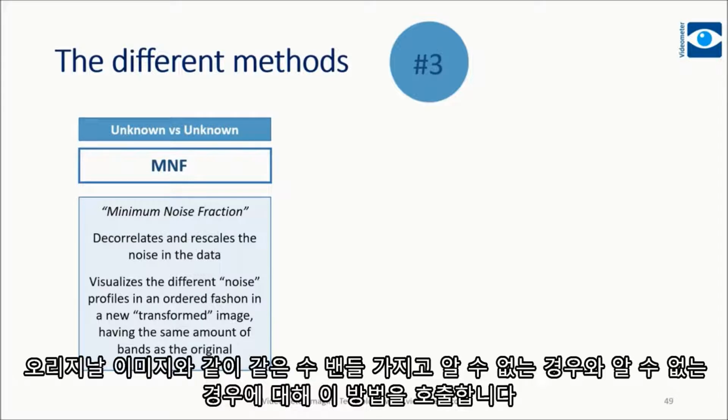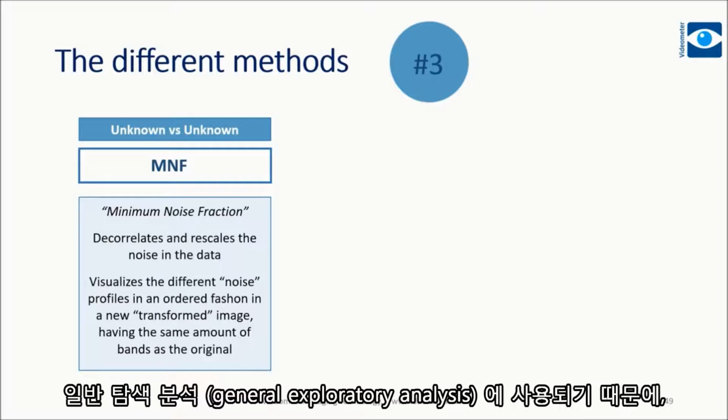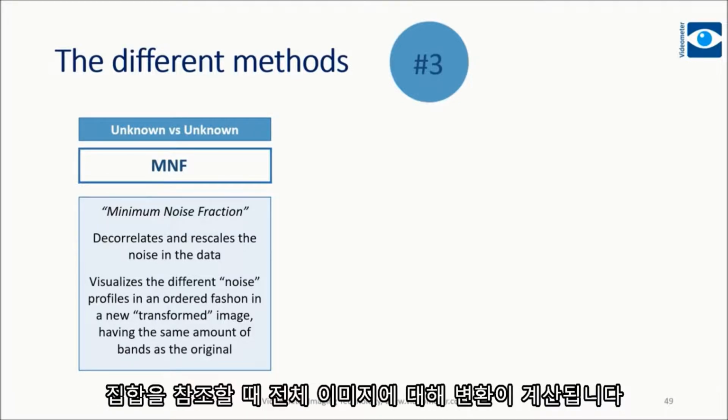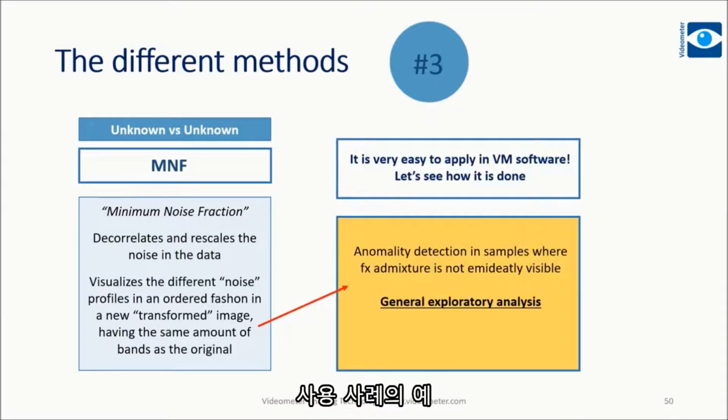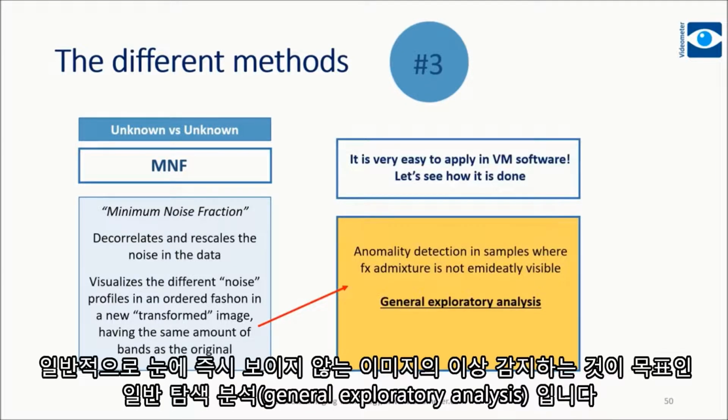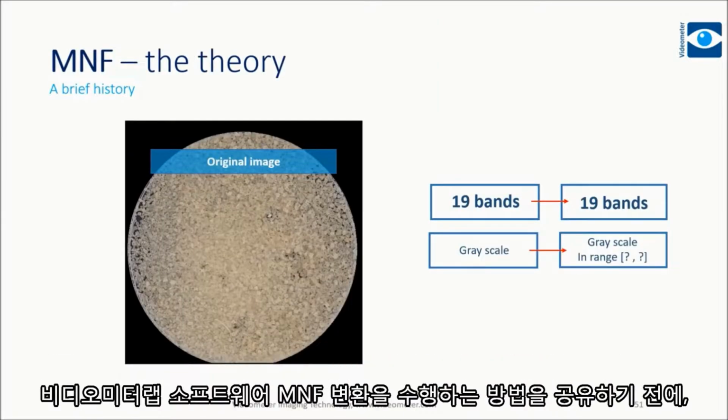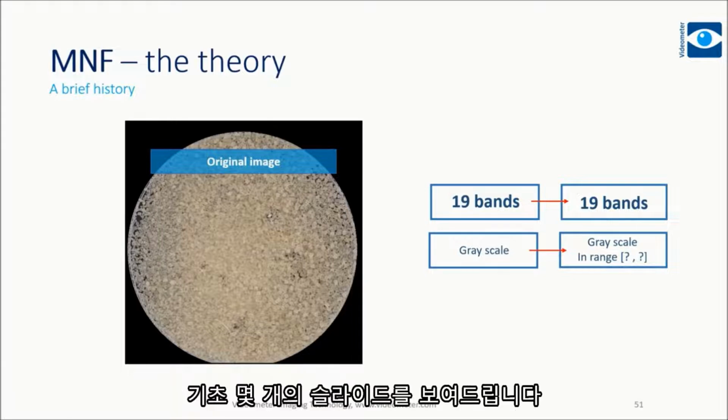We call this method an unknown versus unknown case, as it is used for general exploratory analysis where no references are set and the transformation is calculated on the entire image. Examples of use cases are normally general exploratory analysis, where the goal is to detect anomalies in the image which are not immediately visible to the eye. Before showing how to perform the MNF transformation in the Videometer Lab software, we will just briefly show the basics on a couple of slides.